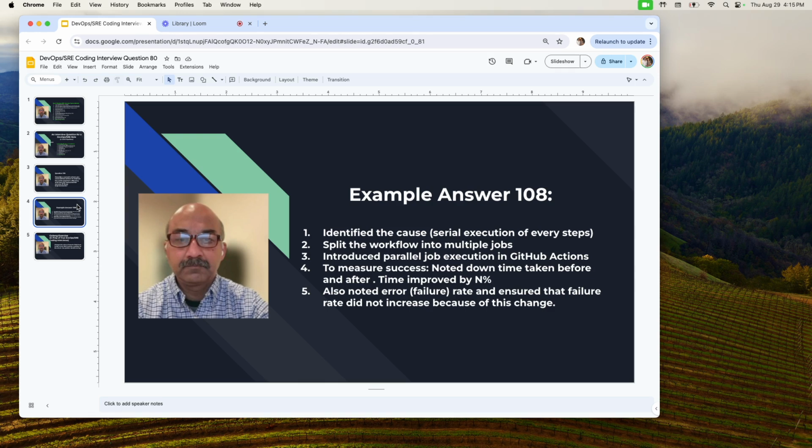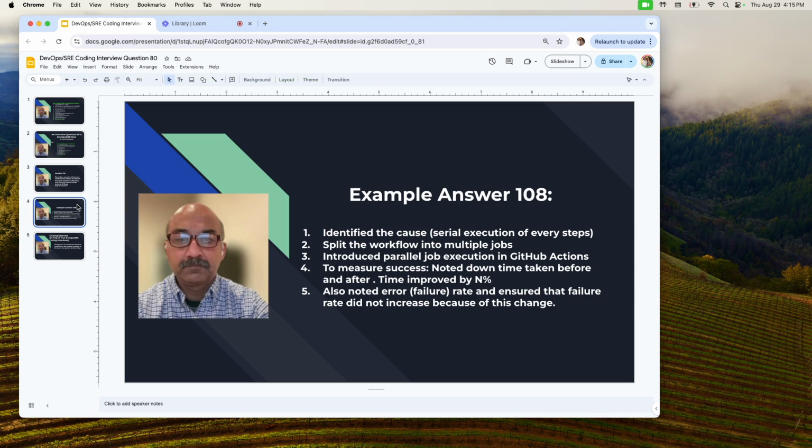So if you took those serial job executions and made them parallel, then your whole workflow, i.e. the pipeline, will go much faster. To measure the success, all you have to do is figure out how long it was taking before and how long it was taking after.